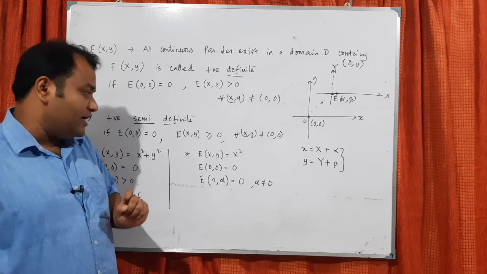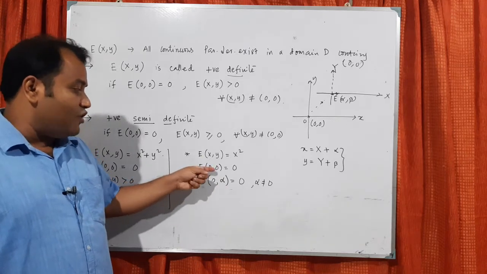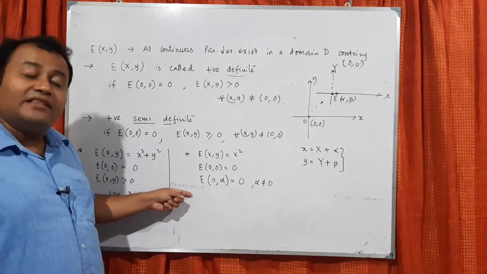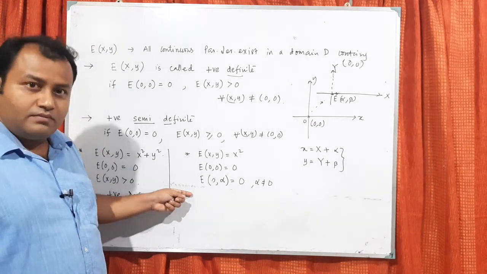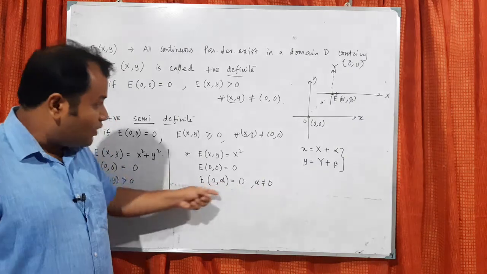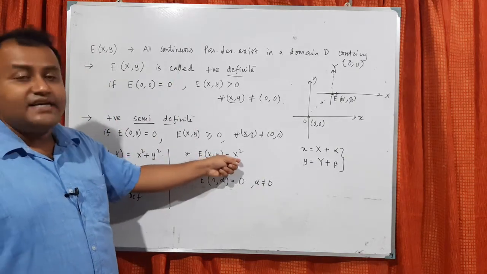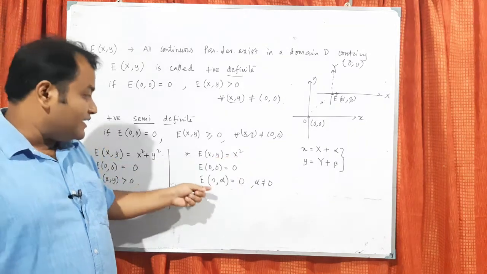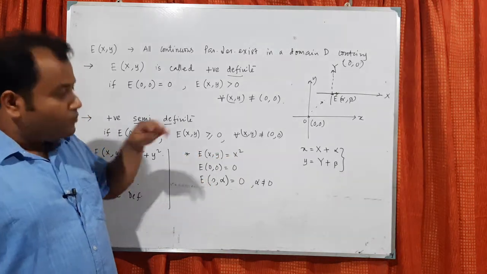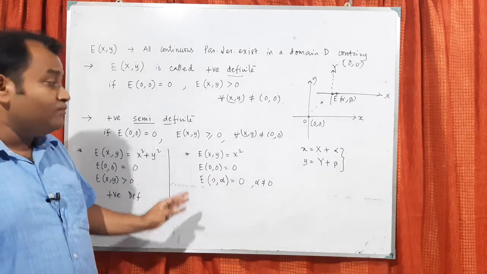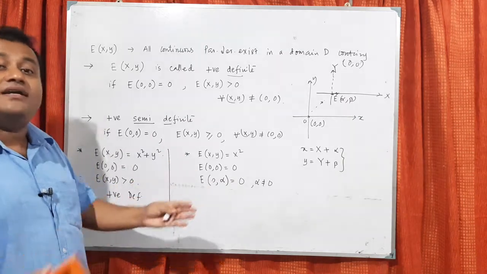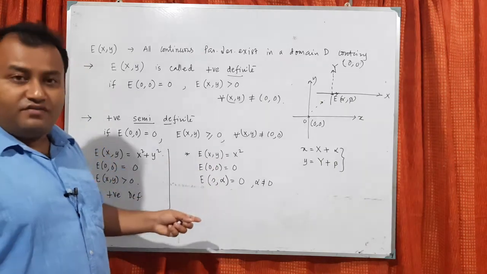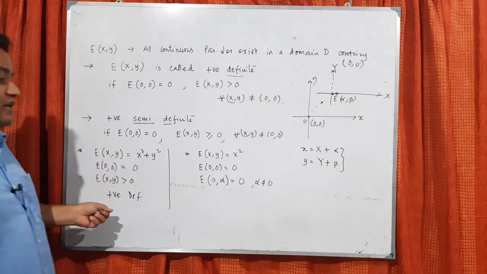In the second function we can understand that except the point (0,0), this is 0 in all other points where x equals 0. That is, through the y axis this function is becoming 0. So this function is positive, not negative, but it is not everywhere greater than 0 except (0,0). So it is a positive semi-definite function and this one is a positive definite function.